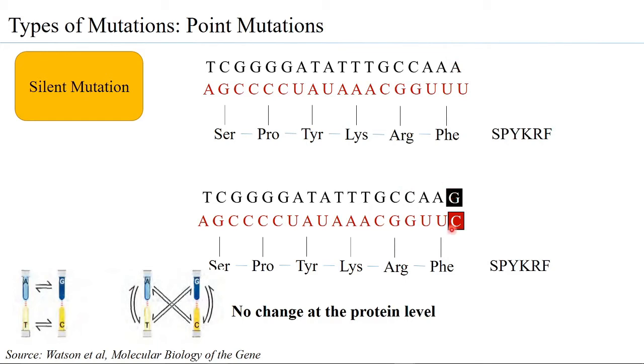So it remains CG, and it may so happen that UUG also codes for phenylalanine. In that case, again, that would be a silent mutation. So effectively, what does one understand by silent mutation? That there may be a change at a single base pair in the DNA, but that change is not reflected in the protein. And if that is happening, then that is called a silent mutation.